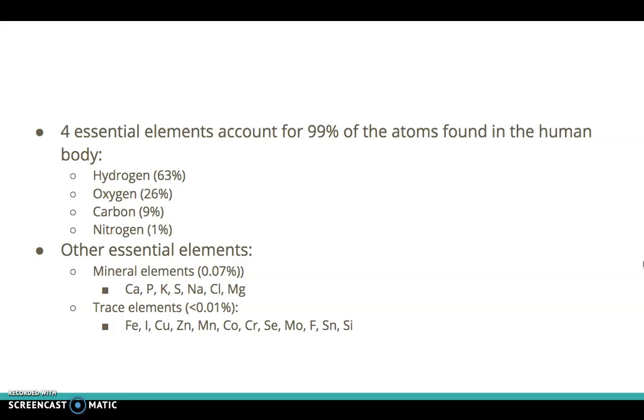So 99% of the atoms that make up you, who you are, is made up of 63% hydrogen, 26% oxygen, 9% carbon, and 1% nitrogen. There are also other essential elements that can be found in your body that make up the other 1%. We have mineral elements that make up 0.07%, and then we have trace elements which make up less than 0.01%. Trace elements are found in such a low concentration in the body, but they still play an important role in some functions needed for your body.